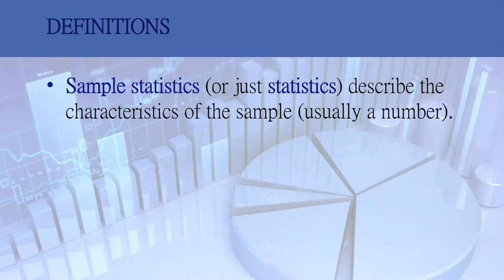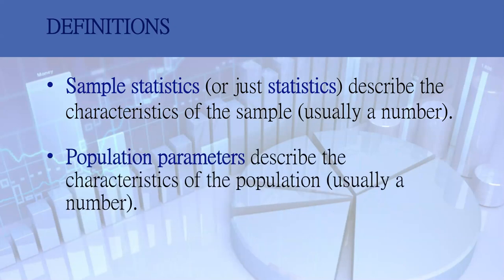Sample statistics, which we just refer to as statistics, describe the sample. So sample statistics go with the sample. Population parameters describe the entire population. So these are both numbers. We call them sample statistics when it's characteristics from the sample, and we call them population parameters or just parameters when we're talking about the entire set.